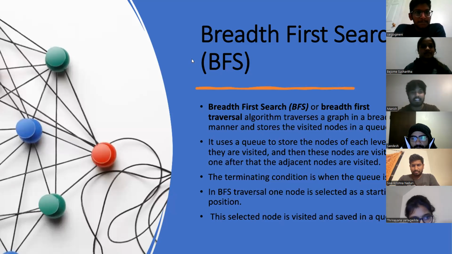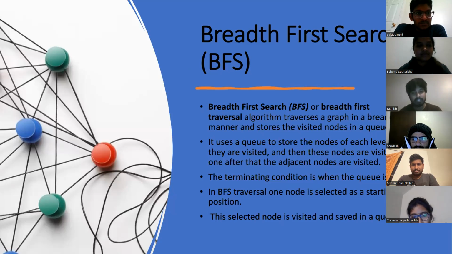Hi. Now here I am going to explain breadth first search, BFS. Breadth first search is a traversal algorithm that traverses a graph in a breadth-wise manner and stores the visited nodes in a queue. And here we follow the queue. It uses a queue to store the nodes of each level whenever they are visited. So the visited nodes will be stored in the form of a queue.